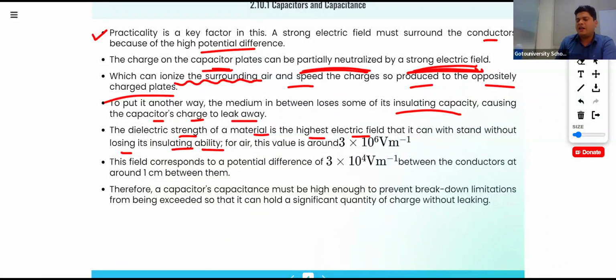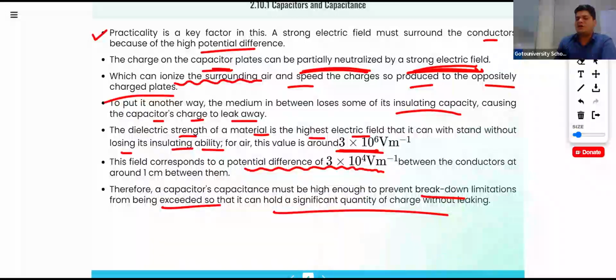its insulating ability. For air, this value is around 3 times 10 to the power 6 volt per meter. This corresponds to a potential difference of 3 times 10 to the power 4 volts between conductors at around 1 centimeter apart. Therefore, a capacitor's capacitance must be high enough so that the breakdown limit is not exceeded, so that it can hold a significant quantity of charge without leaking.